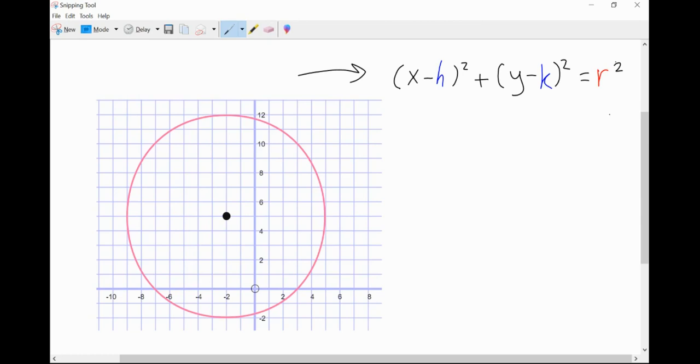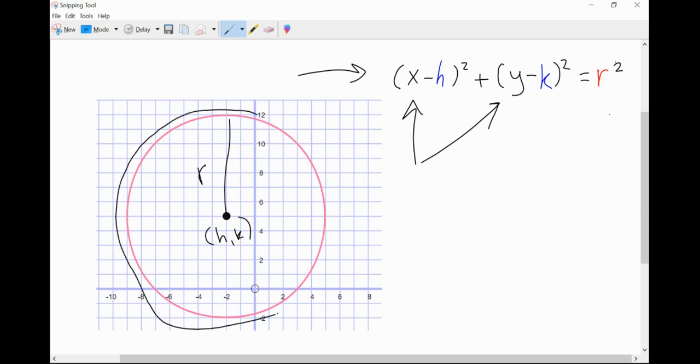So let me just tell you about what each part represents. The center is h, k, okay? The radius is r, and the x and the y are all the points around the circle, okay? And those could be any point you choose. So those are infinite and those are variables, which is why we're calling them x and y.